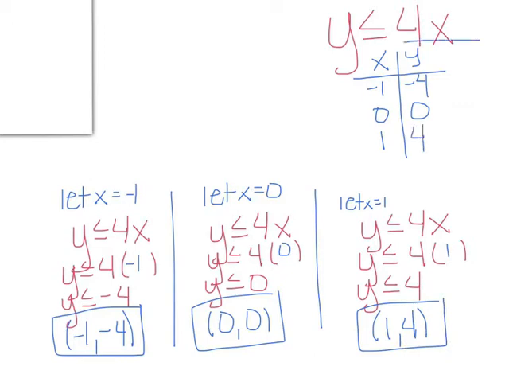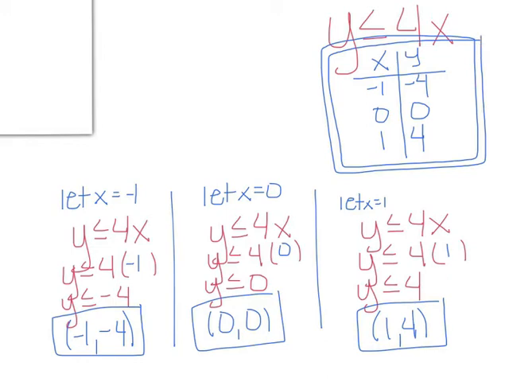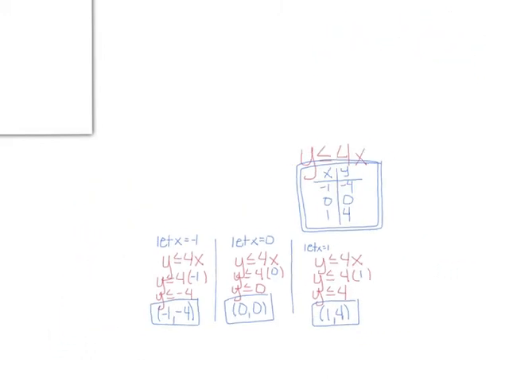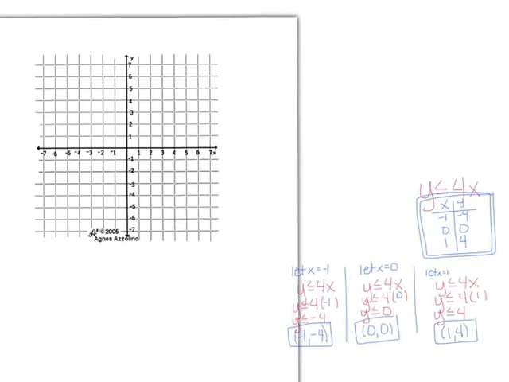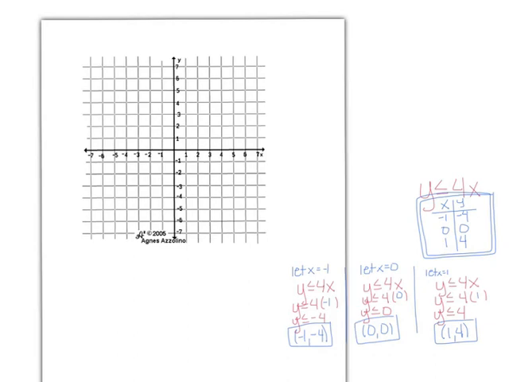So this chart right here holds the points that we are going to put on our coordinate grid in order to graph our inequality. So let's go ahead and move this over a little bit, and we'll bring in our coordinate grid so that we can graph these out.